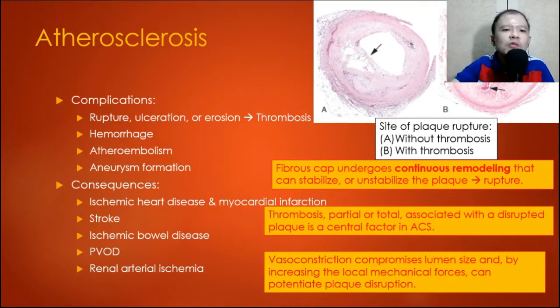Next, what if the pressure made by the thrombus and the atheroma becomes very high? It leads to aneurysm or rupture of the blood vessel. So you have the consequences: MI, heart attack, stroke, ischemic bowel disease, and the others. Of course, the fibrous cap, one of the components of the atheroma, tries to adjust. It's what we call the process of remodeling, until it cannot contain anymore, and the plaque ruptures.